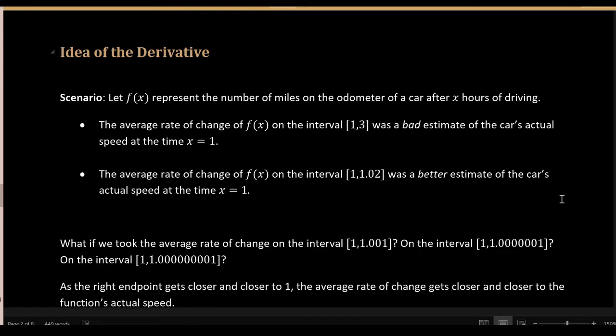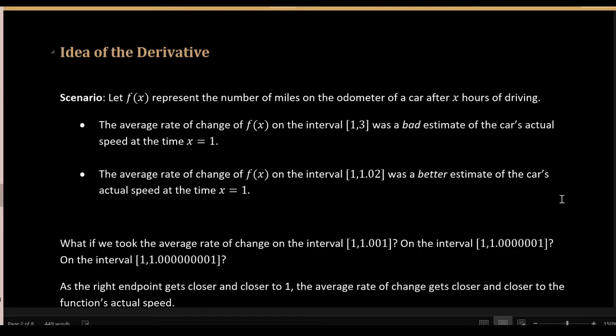Now, if those pictures of the car's odometer are taken very far apart, for example, if we take one picture at time x equals 1, and we take another picture 2 hours later at x equals 3, and if we use those 2 pictures and the average rate of change formula to get the car's average speed, then that average speed of the car in that 2-hour window is going to in general be a pretty bad estimate of the car's actual speed at the very instant when x was equal to 1. Because during that 2-hour time window, the car had a lot of opportunities to slow down or speed up dramatically.